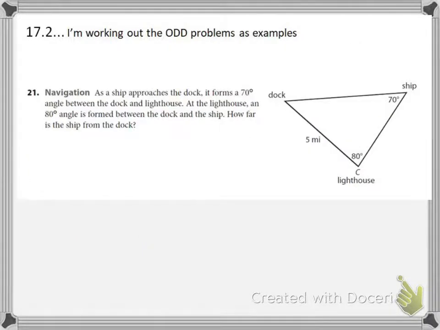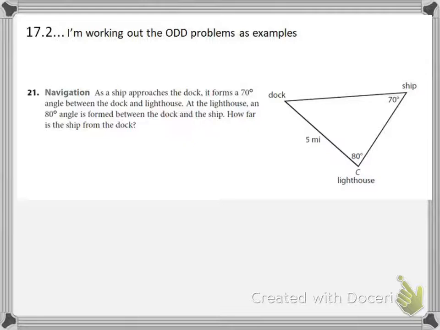Okay, this is number 21. This is a word problem, but it works just the same way. As the ship approaches the dock, it forms a 70-degree angle between the dock and the lighthouse. At the lighthouse, an 80-degree angle is formed between the dock and the ship. How far is the ship from the dock? Well, they put the numbers on for us already. We have a 70-degree angle, where the ship is, between the dock and the lighthouse.